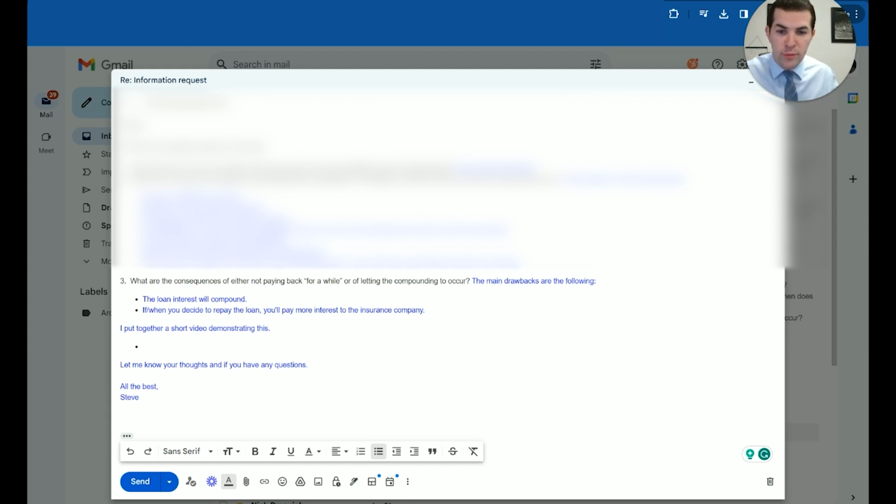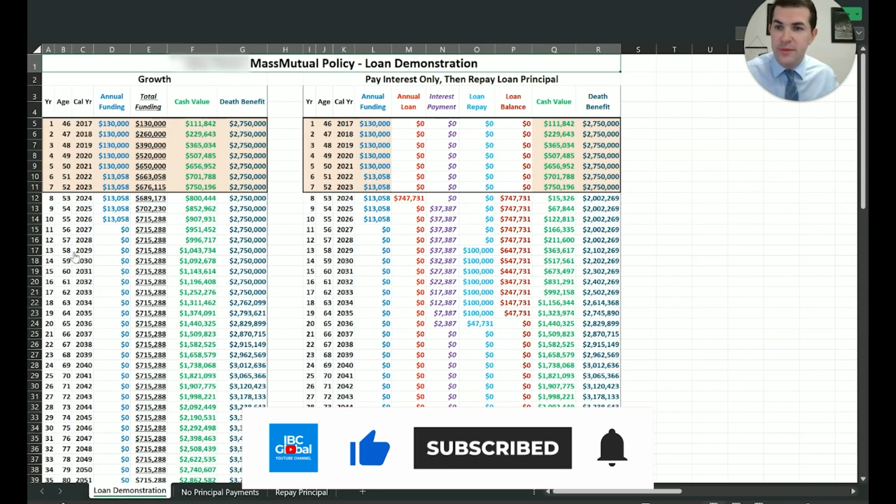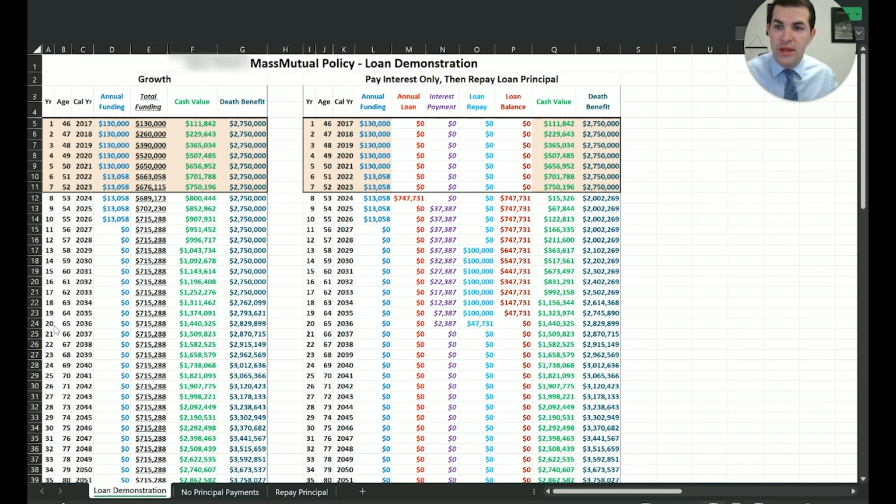So on the Excel workbook, we've got the different illustrations I had run for your policy. And on tab 1, we've got a basic loan demonstration. This just displays side by side what your policy looks like if you never take any loans compared to taking a loan and then paying it back.